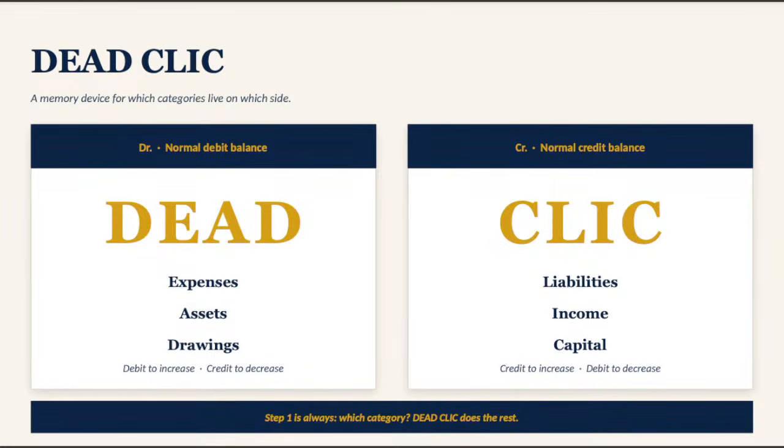Before we go further, just to bring us back with a little memory device here, because we could get lost in the sauce, as much of this double entry bookkeeping isn't typically taught. So we have the DEAD CLIC method up here, and this is a good memory device for knowing which accounts increase on which sides of the T account. Debit always means the left, credit always means the right. CR stands for credit, and DR stands for debit, but that's just how it is. It's been that way for a long time, and you just have to be aware of that part of it.